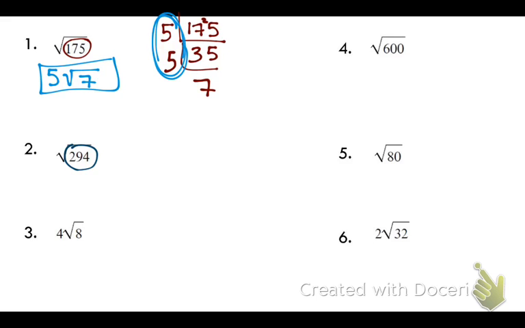294. What's the smallest number to go into 294? 2. 2 goes into 2 once. 2 goes into 9 4 times with 1 left over. 2 goes into 14 7 times. So what's the smallest number to go into 147?